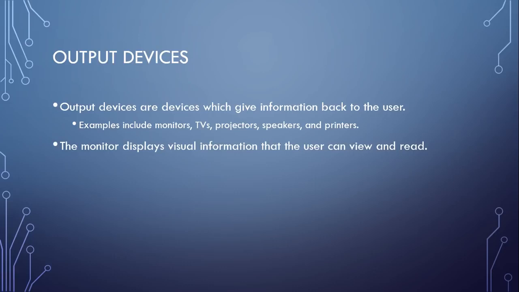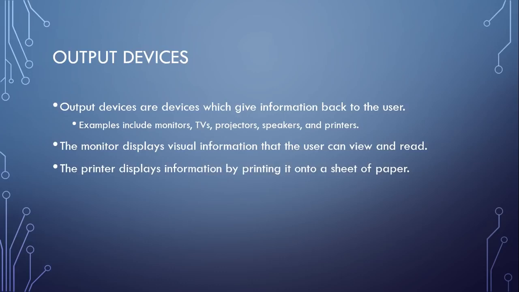Now the monitor will typically display visual information that the user can view and read. A printer will display information by printing it onto a sheet of paper or whatever medium you're printing to, Post-it paper, whatever. Now speakers, obviously they're not printing on a sheet of paper, they're not putting it on a screen, but instead they'll render the information in the form of sound.